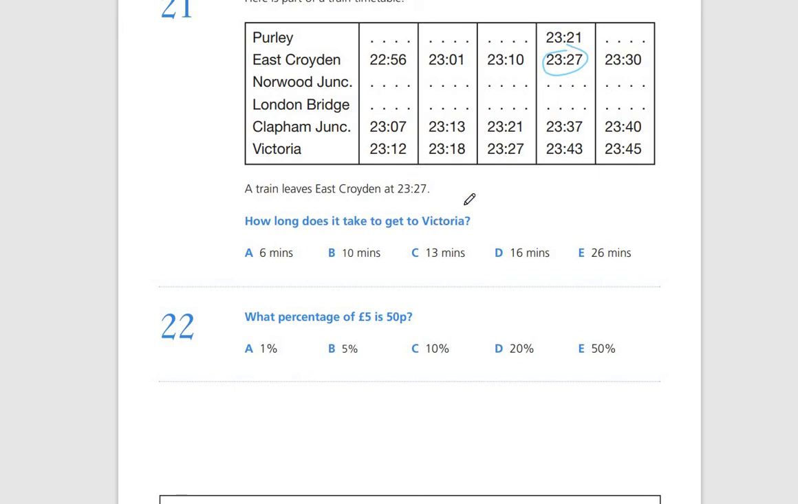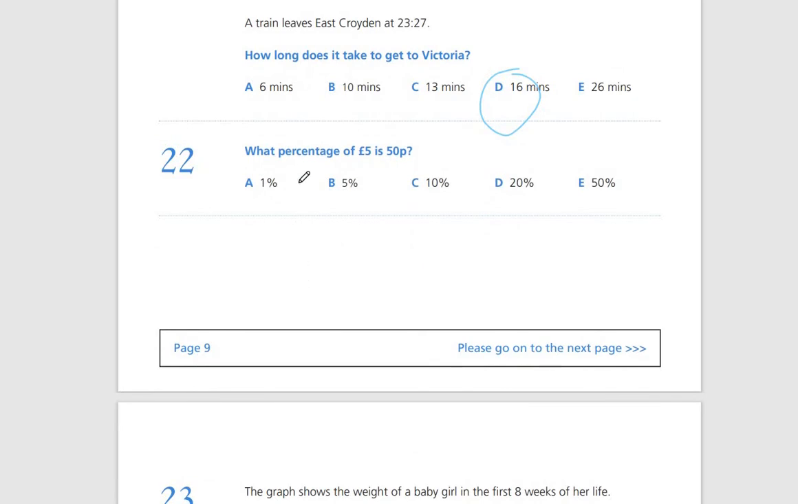And then how long does it take to get to Victoria? If they take that one, Victoria is here. 23:43. We do how long? 23:27 to 23:43. The first 10 minutes, 37, 38, 39, 40, 41, 42, 43. So 16 minutes. Then I worked out what 10 minutes was, so 37, and I added 6 to get 43.